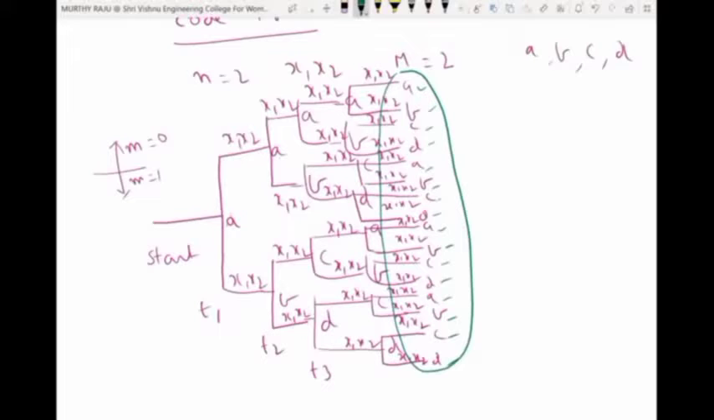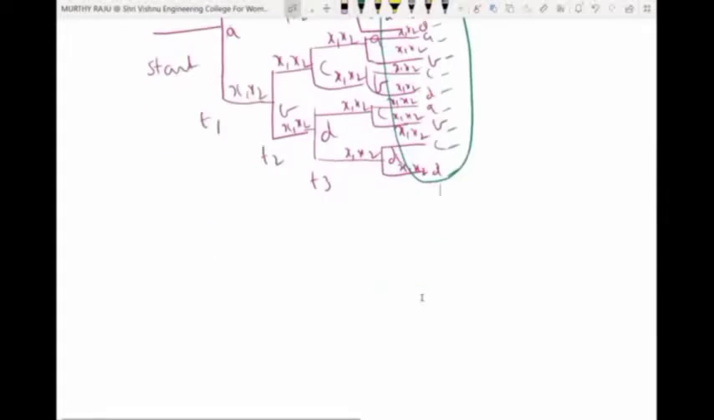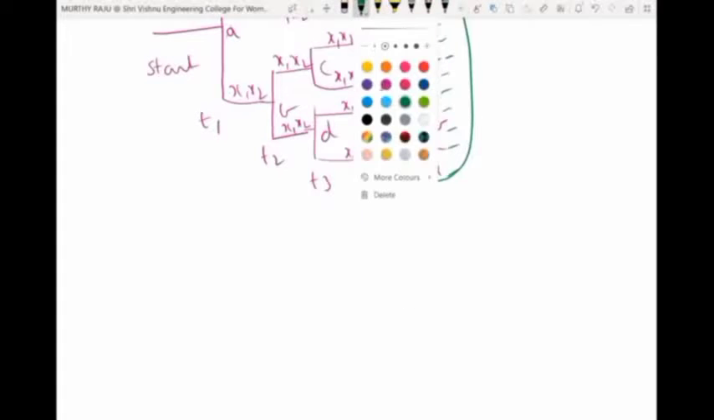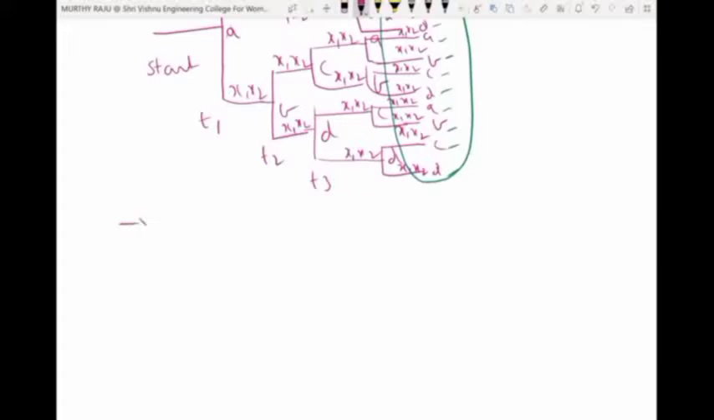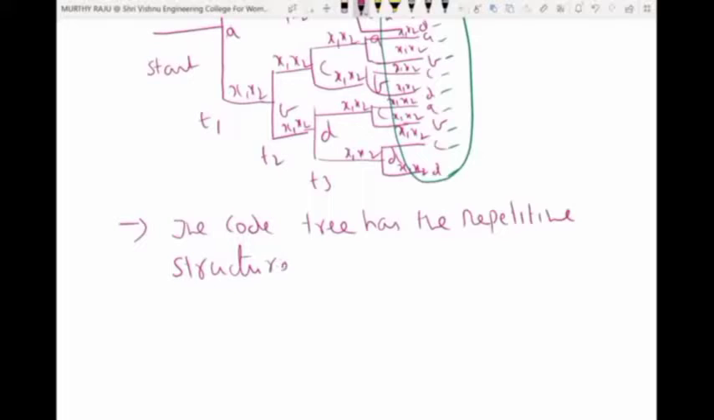Next one is code trellis. The important point here is the code tree has a repetitive structure after 3 levels.